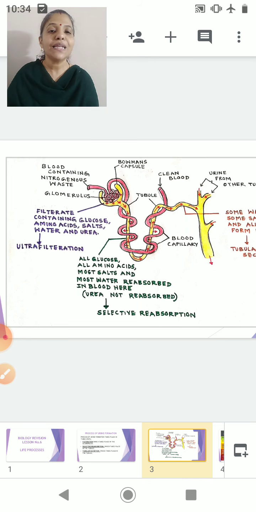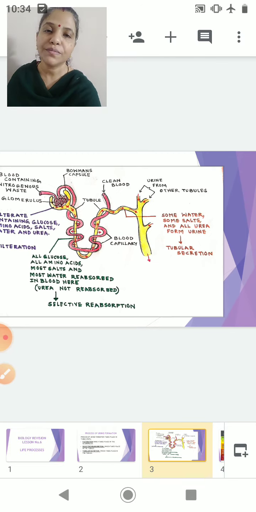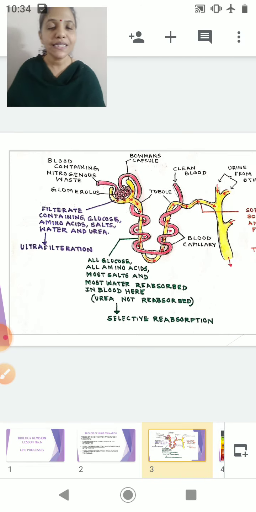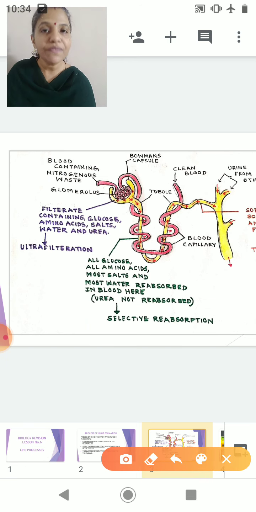Then the second step is selective reabsorption, and the third step is called tubular secretion. Okay, so we will discuss in detail all these three different steps. First one, we will start with ultrafiltration.